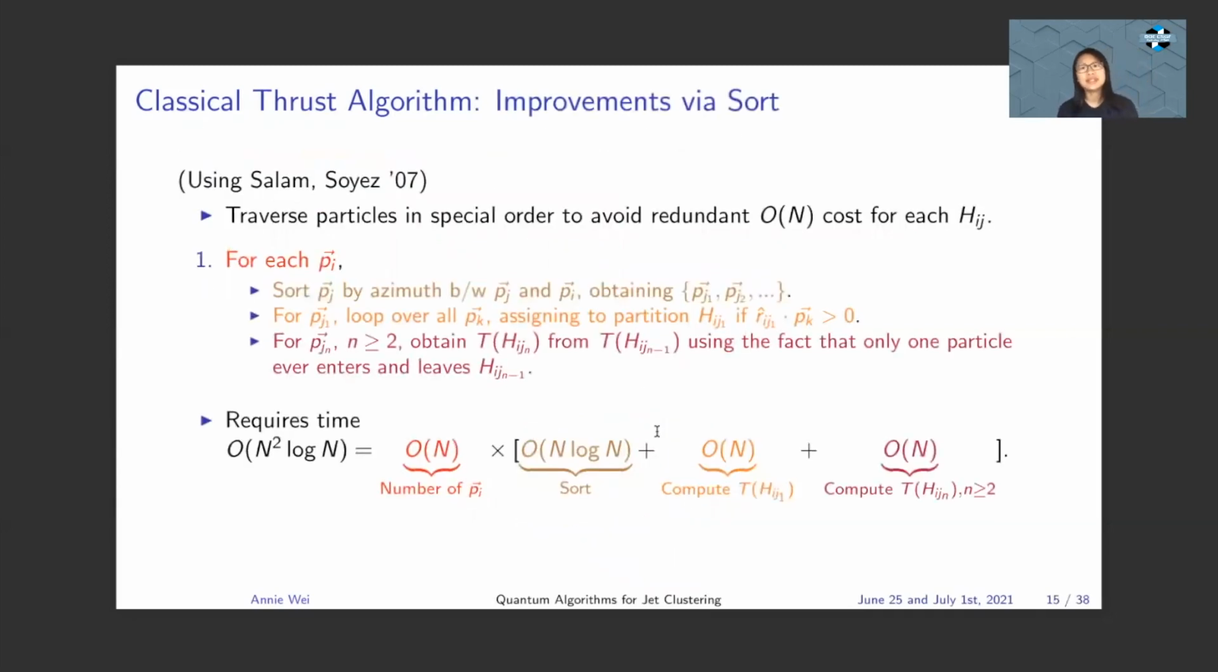And there's an improvement that we find that I don't want to spend too much time on, but basically, if you sort the particles first and then you traverse them in a special order, you can cut the time down. And the intuition for this is that, for each plane, we had this sum where you went through all the particles, but actually, if you go through them in a special order, you might imagine that, oh, I don't have to recompute the sum every time. And that's exactly the idea here.